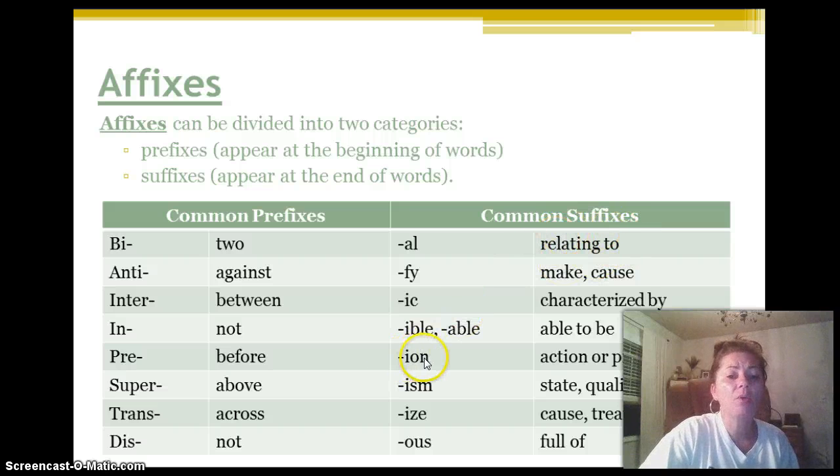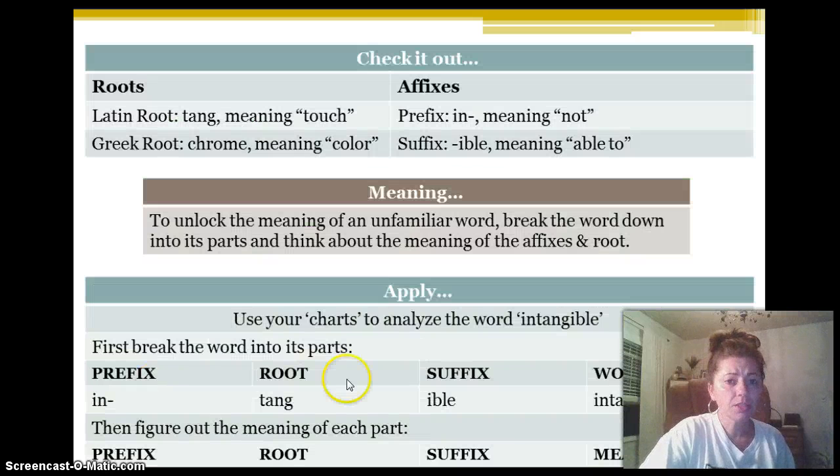If you add ION, an action or process, you've heard people say that they were in a beautification process of a city. You might have heard that on the news. Beautification, the action of making something beautiful. Then you have ism, which is pretty common to you all. It's a state or quality. All right, so again, these are all things that you're familiar with, but the trick is you have to learn them. So check it out.